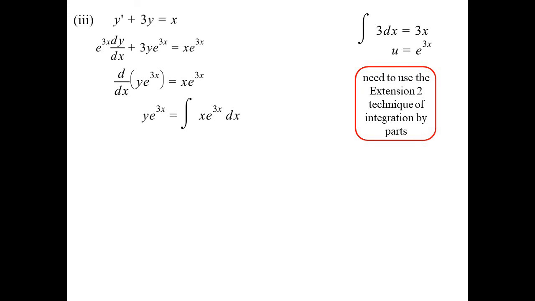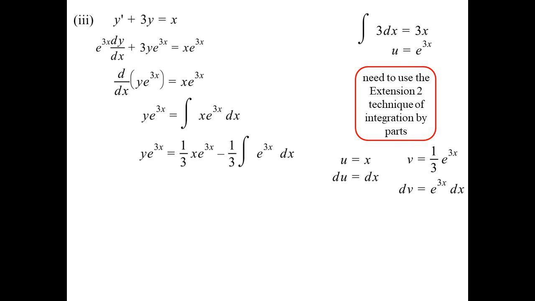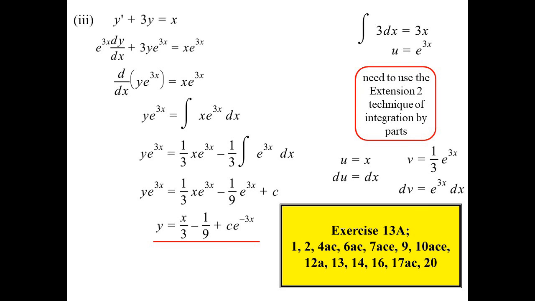I'll make u equal to x, du is dx, my dv will be e to the power of 3x, v is a third e to the 3x, so I have a third x e to the 3x minus a third the integral of e to the 3x. So integrate that. Divide everything by e to the 3x and I get y equals x on 3 minus a ninth plus some constant times e to the power of minus 3x. Okay, welcome to differential equations.